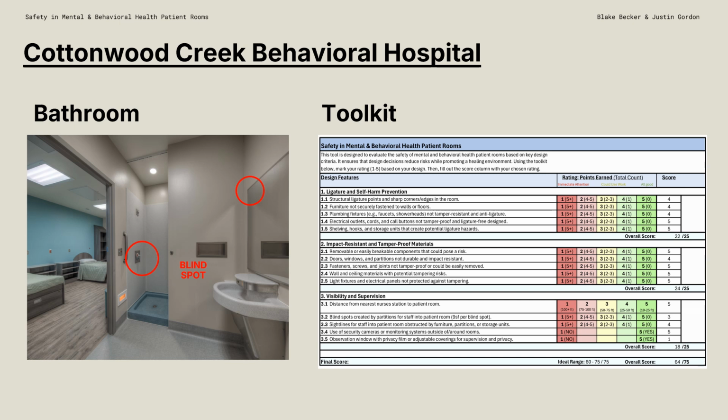One of the key things we can see here is visibility and supervision have gotten the lowest score out of the three design features. This helps indicate to the architects and designers what they need to focus on the most, with that being visibility and supervision, ligature and self-harm prevention next, and lastly, impact-resistant and tamper-proof materials the least.